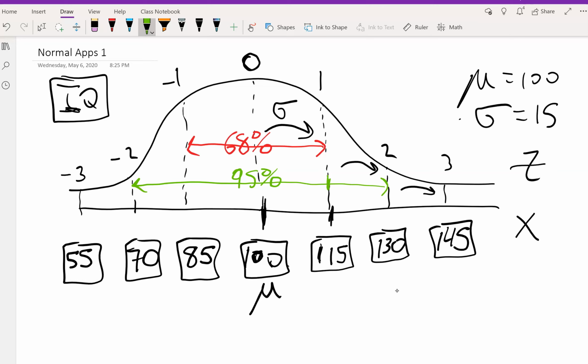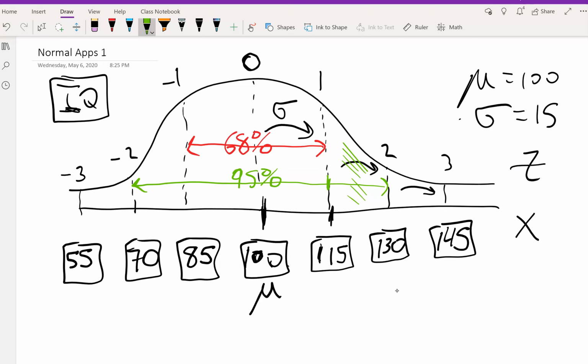Because if you think about it, 68% is from -1 to 1, 95% is from -2 to 2, that doesn't leave much in this area right here. There are not that many people. There's not a high probability of falling between 115 and 130. Think about how you would do that, how you would get that answer.